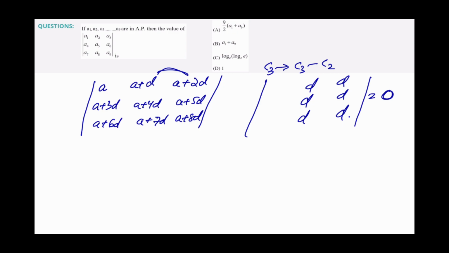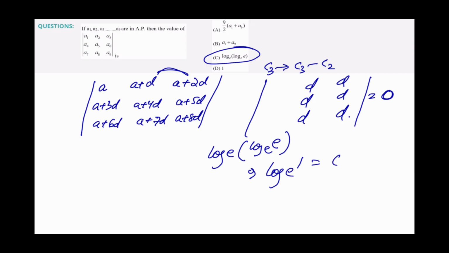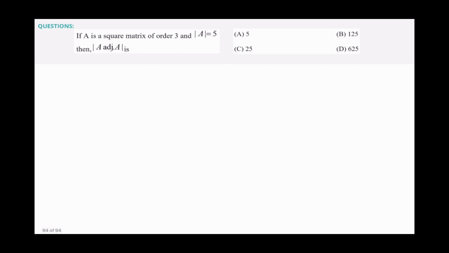Now I'm not able to see any value 0 in the options. So what they've done, they have hidden the value 0. Log of e base e is basically 1, and log 1 base e, we know it's 0. So they have given it like that. Okay, now let's see the next one.